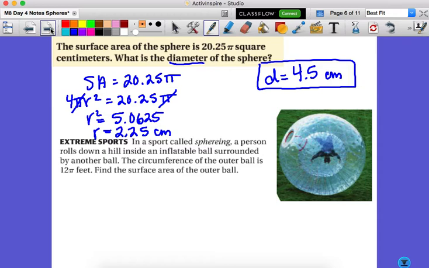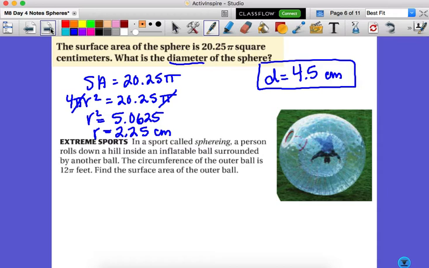Now, this next question here talks about sphering. I've also heard this called zorbing. And normally, if you're in class, we kind of talk about if anyone has done that before. To me, this sounds like my ultimate doom. I would not want to do this particular adventure just because I'm a little claustrophobic. But if you've done it and you enjoyed it, that's awesome. But let's take a look at this question.